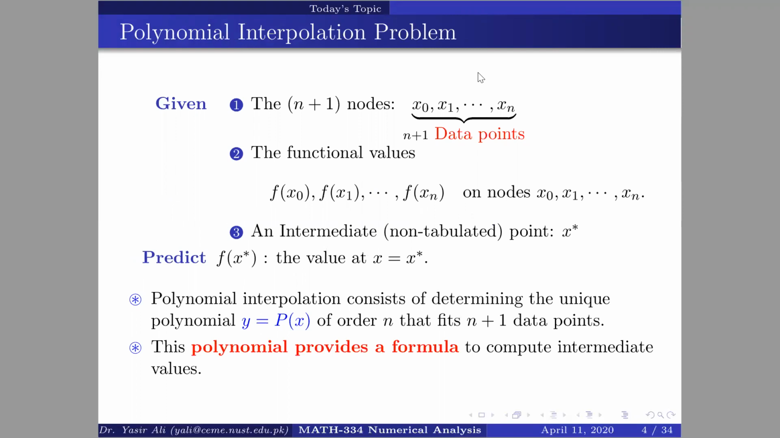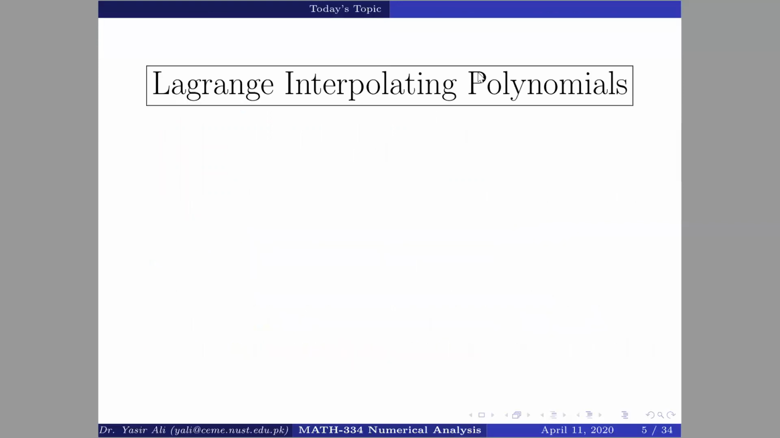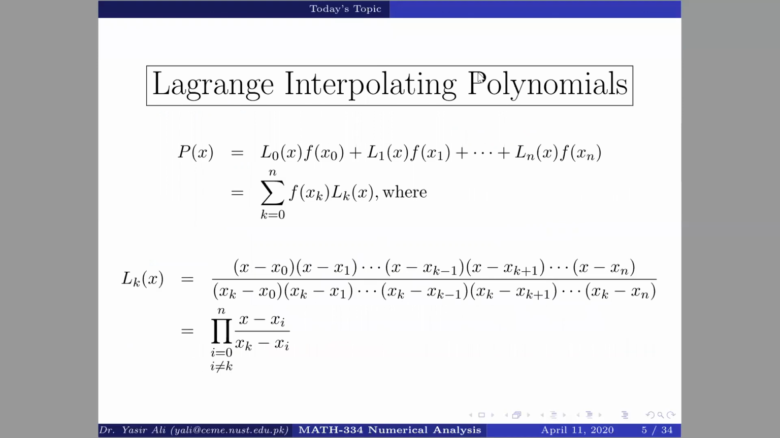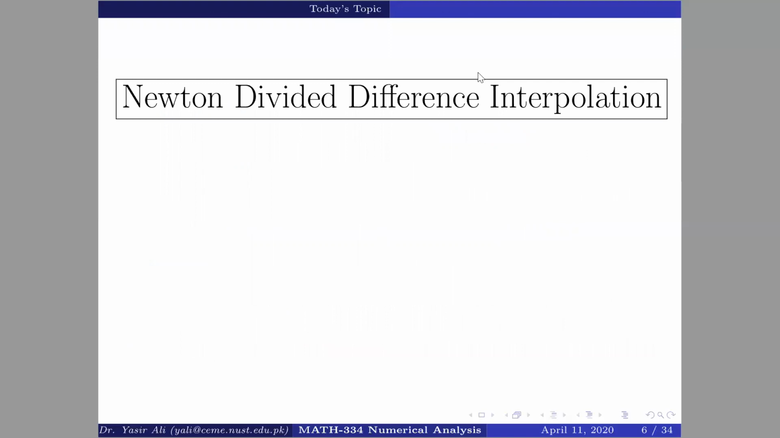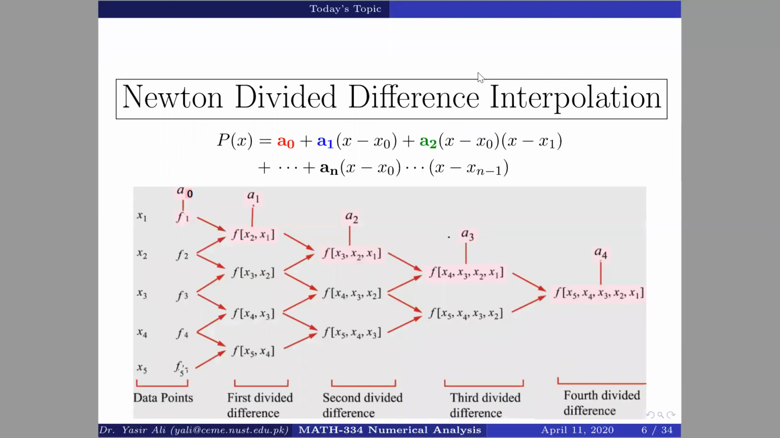We have discussed the polynomial problem where we have to fit n plus 1 data points with a polynomial of order n, and then using that polynomial we can find the intermediate value which is required for the problem. We have done the Lagrange problem. Just a review of that: in Lagrange we try to find L0, L1 and Ln. The formula is given here. In Newton divided difference, we try to calculate A naught, A1, A2, and we do it with the help of a table.